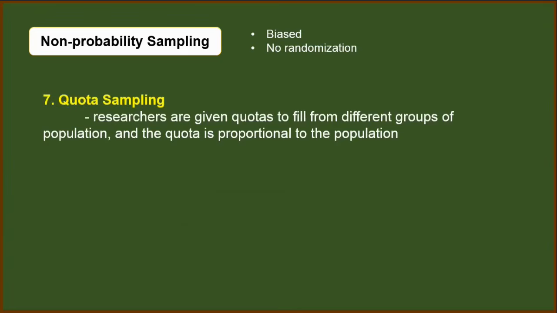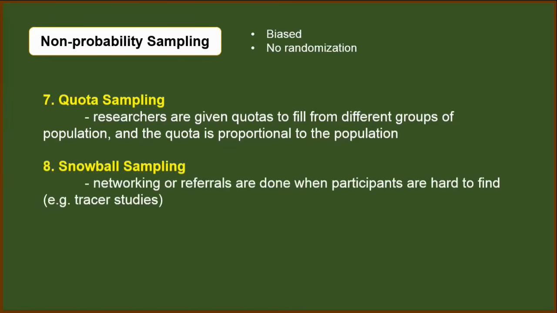Quota sampling, it involves a certain quota that the researcher needs to meet. Say for instance, in a research, he needs to interview 10,000 females and 10,000 males. So it is up to the researcher how he will collect 10,000 males and 10,000 females just as long as that quota is met. Snowball sampling involves networking or referrals.